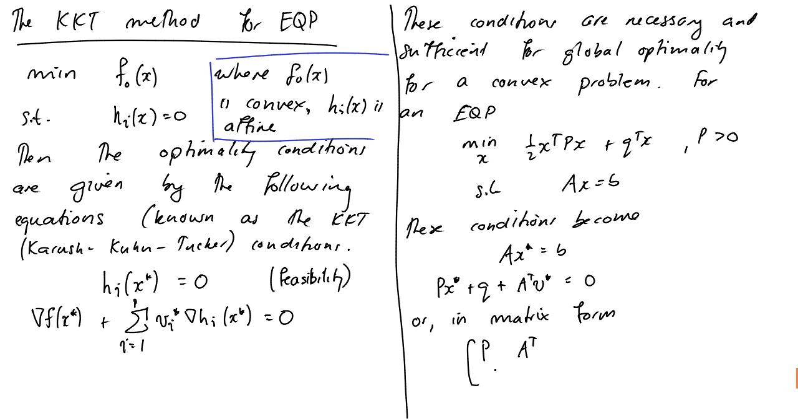We basically have a set of equations to solve in our optimal x's and our optimal n's, our optimal Lagrange multipliers. And this is going to have a negative q up here, so this is from our second equation. And we're going to have a 0 down the bottom. This is from our feasibility.